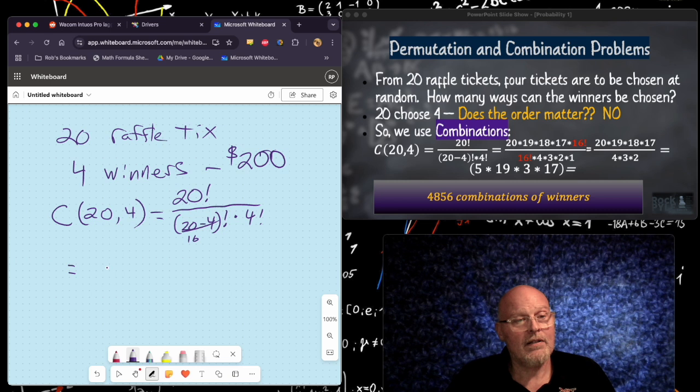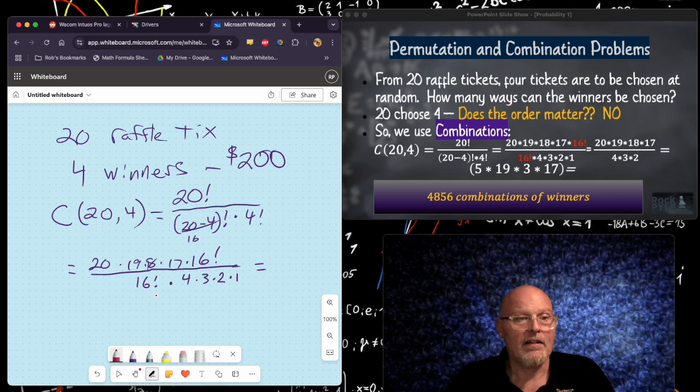On the top, I'm going to write 20 times 19 times 18 times 17 times 16 factorial, right? Because I've looked ahead and I know that this is going to be 16 factorial times, and here I'll list these out for canceling purposes, 2 times 1.